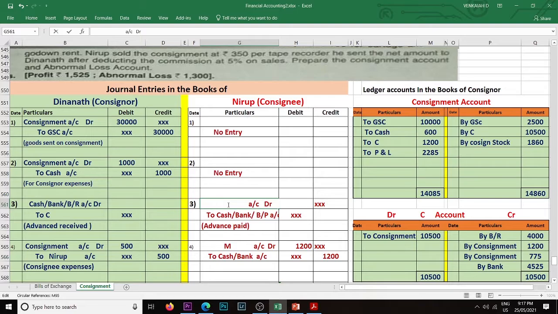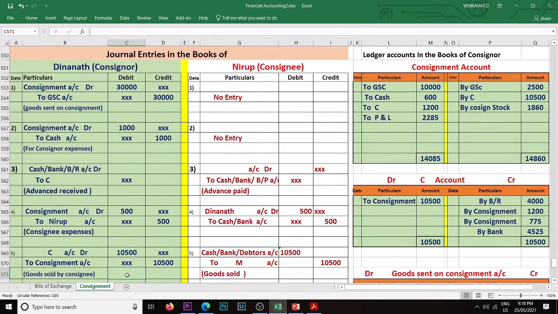Advance is not there, na? That's why I'm repeating. Then another consigner account debit to bank account is 5. So remember, students, as the problem is continuing, I am posting the journal entries. Nirup sold the consignment at 350 per tape recorder. So how many tape recorders were received by Nirup? 90. One tape recorder, 90 into 350.